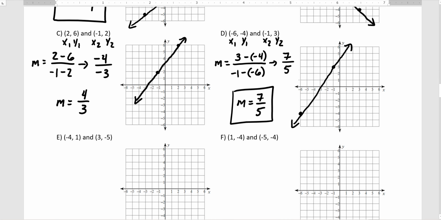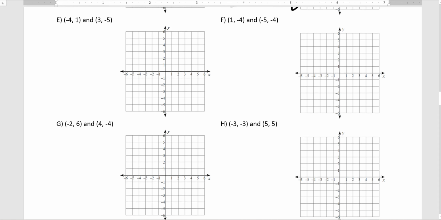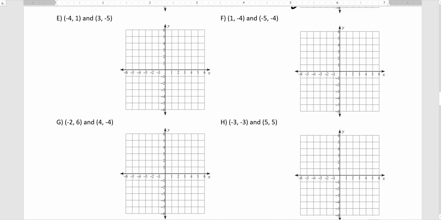All right. Raise your hand if you have any questions or still aren't quite sure what we're doing. I would like you to go ahead and try letter E and letter F. Go ahead and try those two, letter E and F, on your own. Pause the video, and then we'll see how we do together.